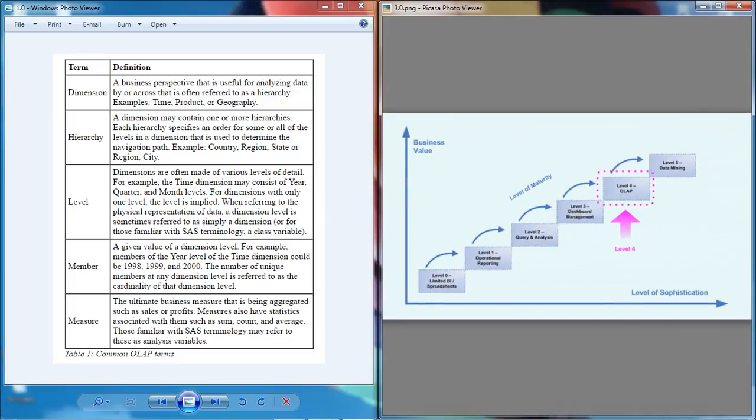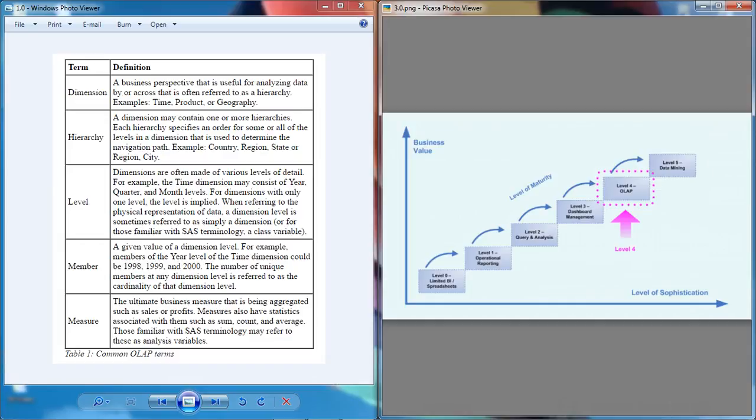Level 0 has limited BI or spreadsheets. This is an example of levels in OLAP, a chart of business value versus level of sophistication. Level 0 includes BI, level 1 is operational reporting, level 2 is query and analysis. Here all the queries will be analyzed. Then dashboard management, which means we perform the analysis and show the results in a dashboard.